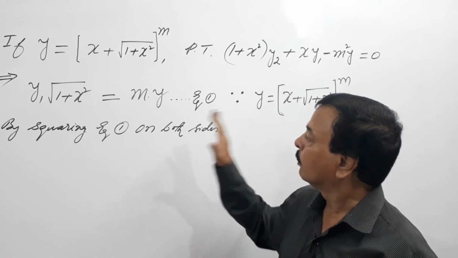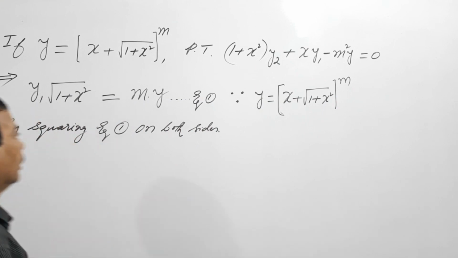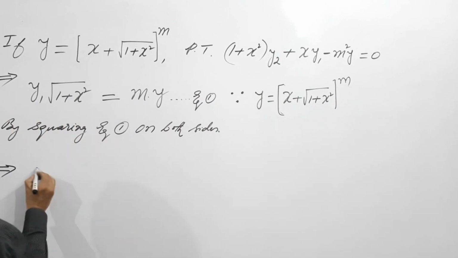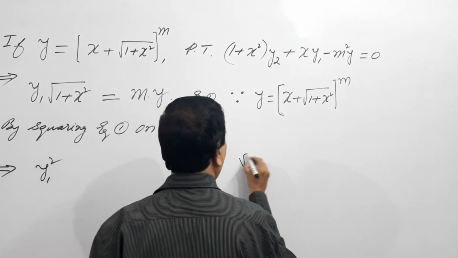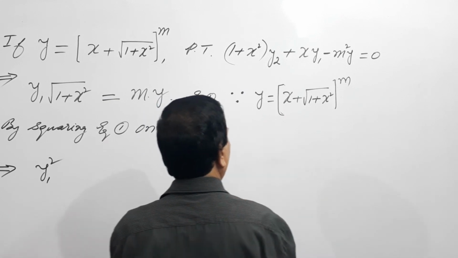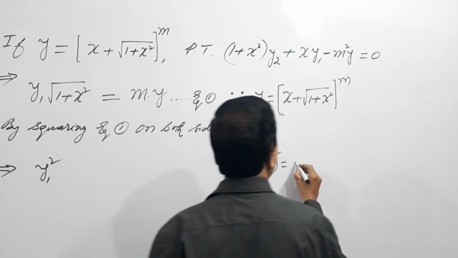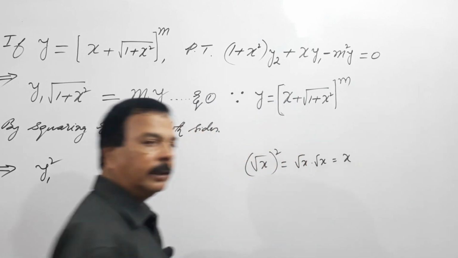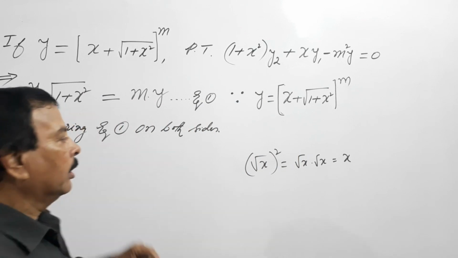So dear students, we are going to differentiate. What happens if you square it? On the left hand side, this becomes y1 square, and we know that root x into root x, that is root x the whole square, is nothing but x, isn't it?